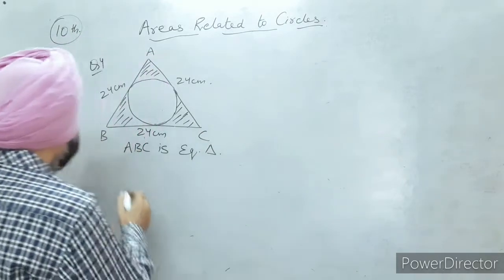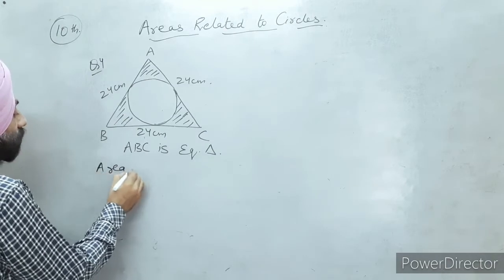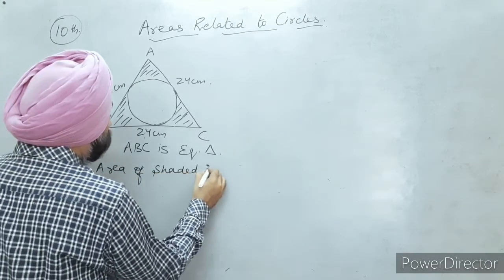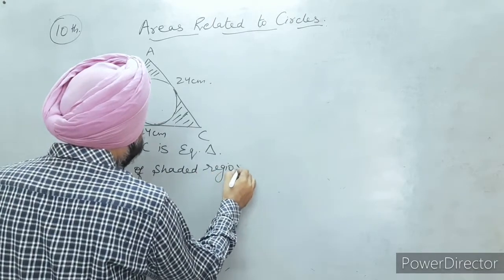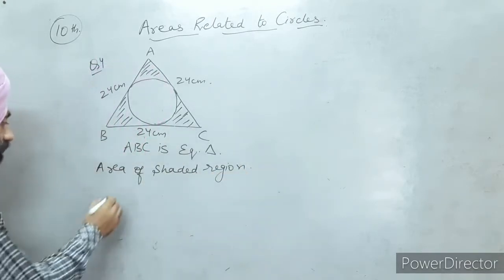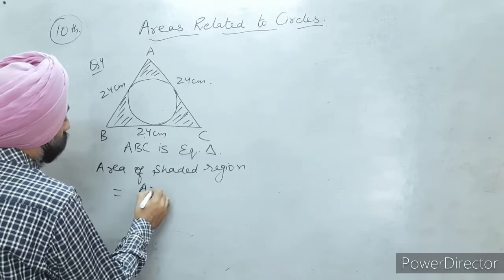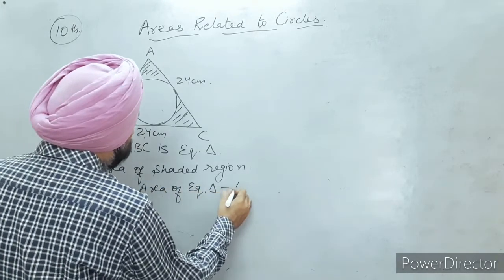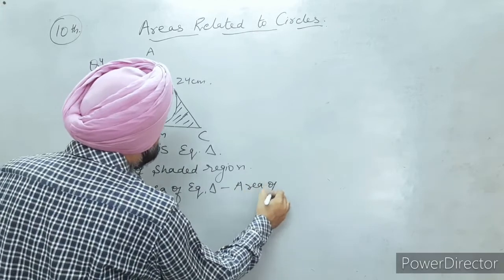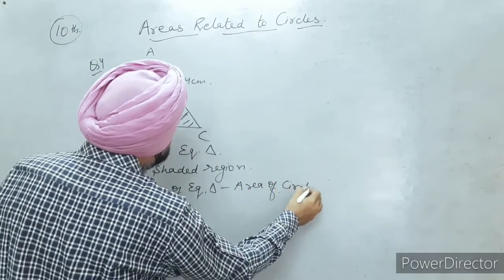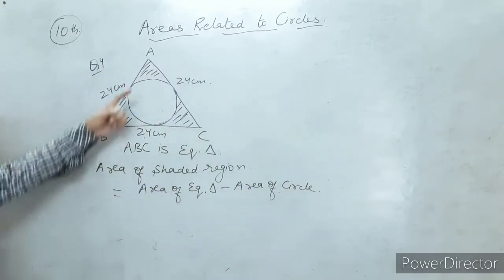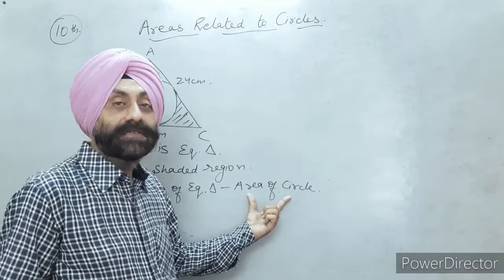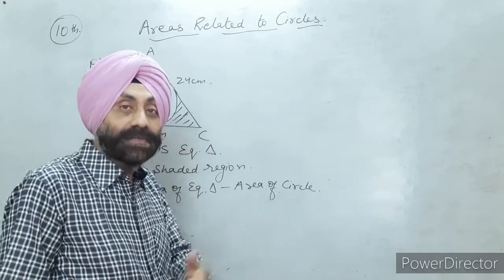Now first of all, let me write, area of shaded region is area of equilateral triangle minus area of the circle. I get the area of the shaded region, but I don't have the radius of the circle. How to calculate it?